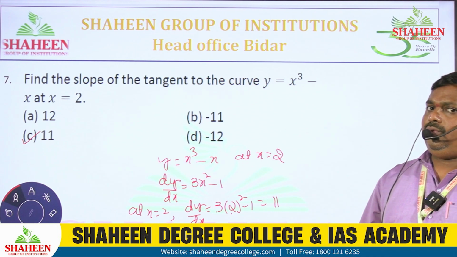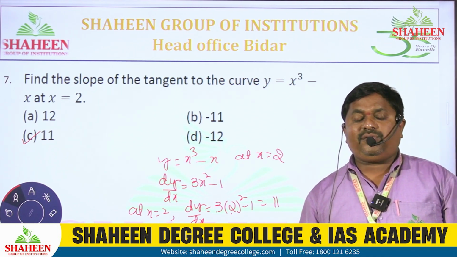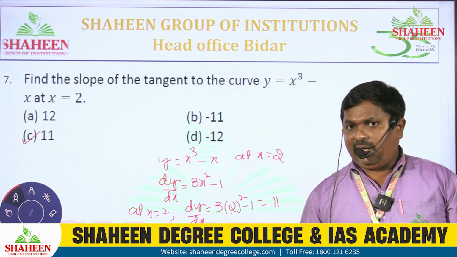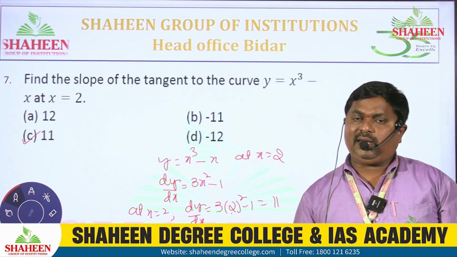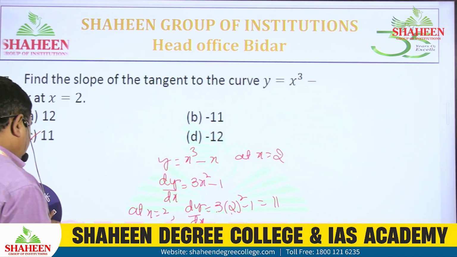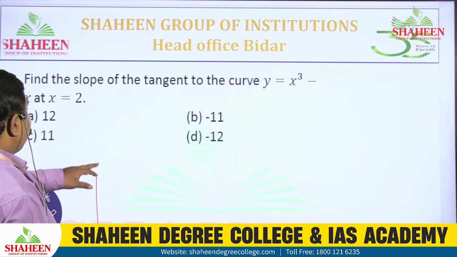So to find the slope of the tangent, we differentiate the given function and substitute the value of x in the derivative. The result is the slope of the tangent at x equal to 2. Next, let us move to the next problem.